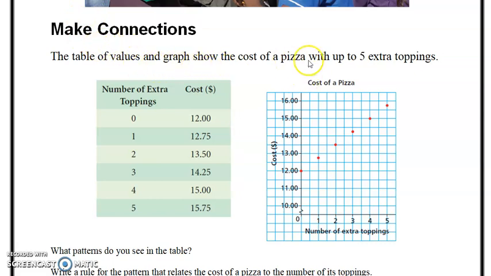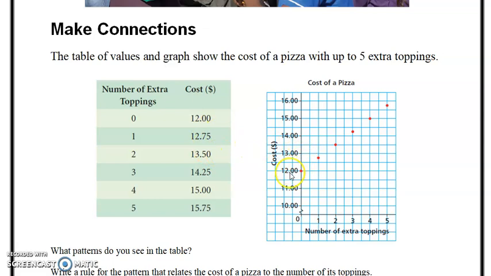I think we all probably enjoy pizza. The table of values and the graph show the cost of pizza with up to 5 extra toppings. In this particular pizza store, the number of extra toppings is given in the x values, and the cost depends on that. So the independent variable is obviously extra toppings, and the dependent is the cost. We're not sure what toppings are already there, but for each additional topping, you can see that it's increasing by 75 cents. So it's $12 for 0 extra, 1 extra, $12.75, and so on.